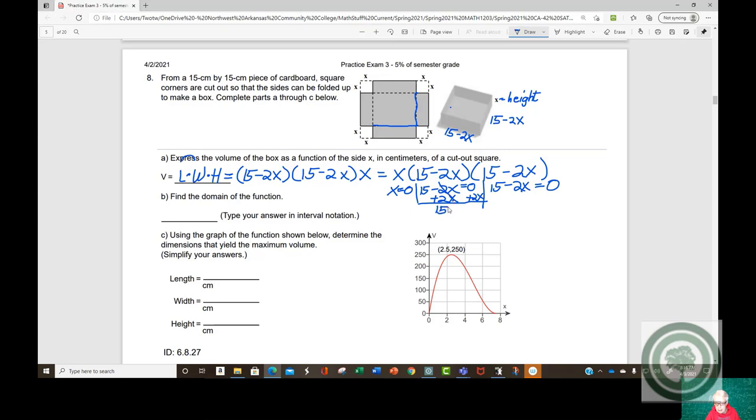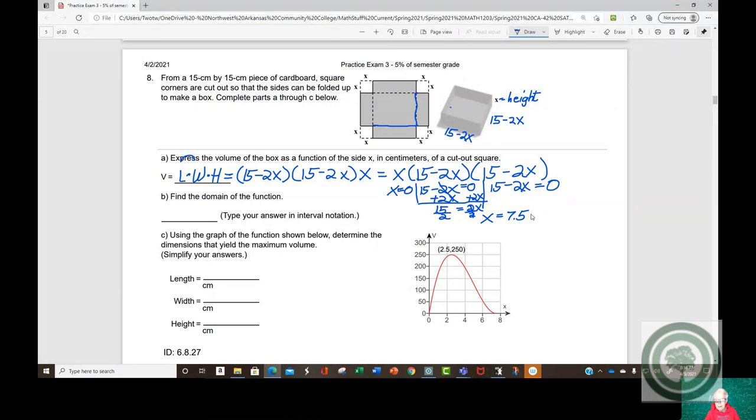So we're going to have 15 equals 2x, and divide both sides by 2. So x equals 7.5. Now, what that means is that in order for there to be a length, a width, and a height, x cannot equal 0, and it cannot equal 7.5 or anything greater than 7.5. If it did, say for instance, x were 8, then you'd have 15 minus 2 times 8, that would be 15 minus 16, which would be a negative length or a negative width. How on earth could you have a negative width and a negative length?